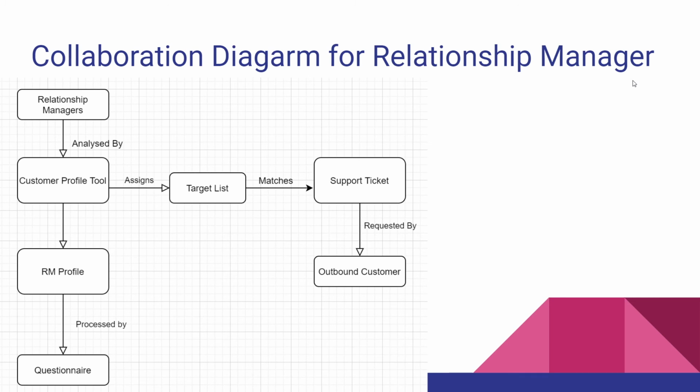The next diagram is the collaboration diagram for the relationship manager, as it shows the overall behavior of the process, as the relationship manager is analyzed by the customer profile tool, which, as mentioned before, managers were picked by the RM profiles, and the managers will be assigned to target lists that match with the support ticket.